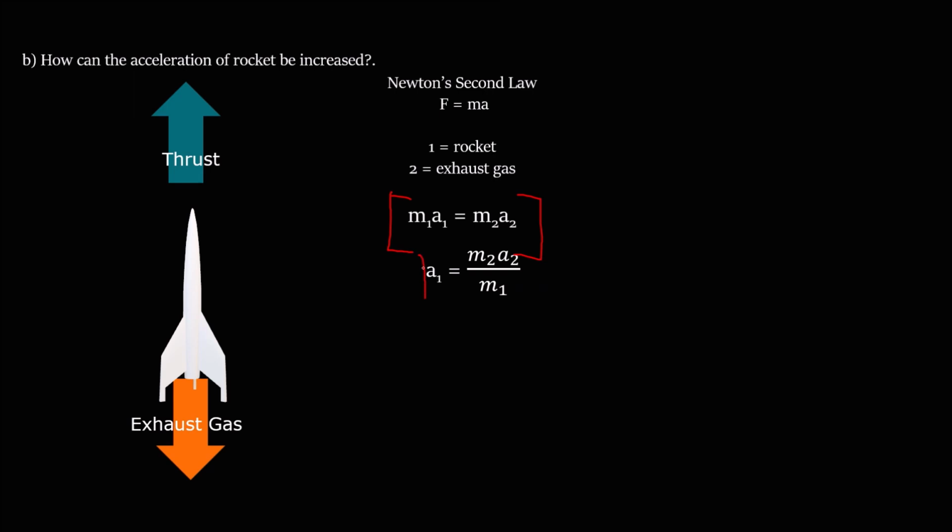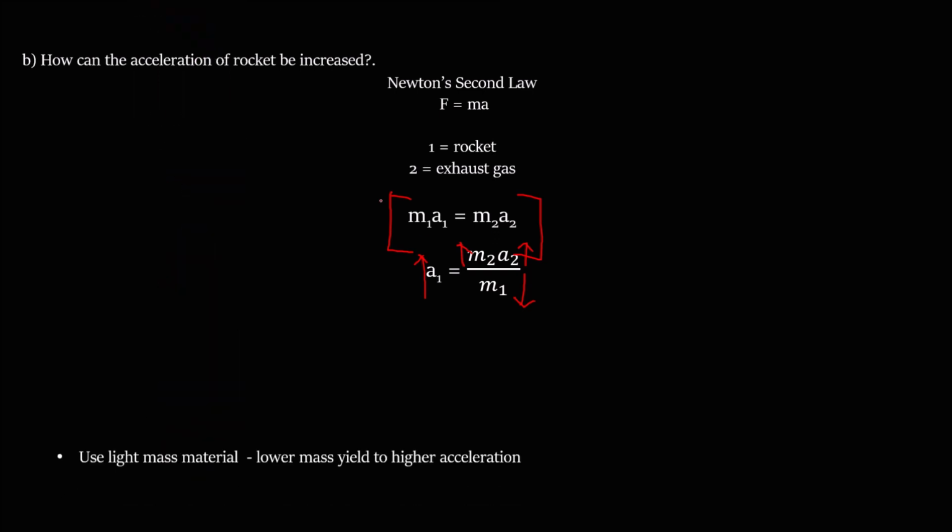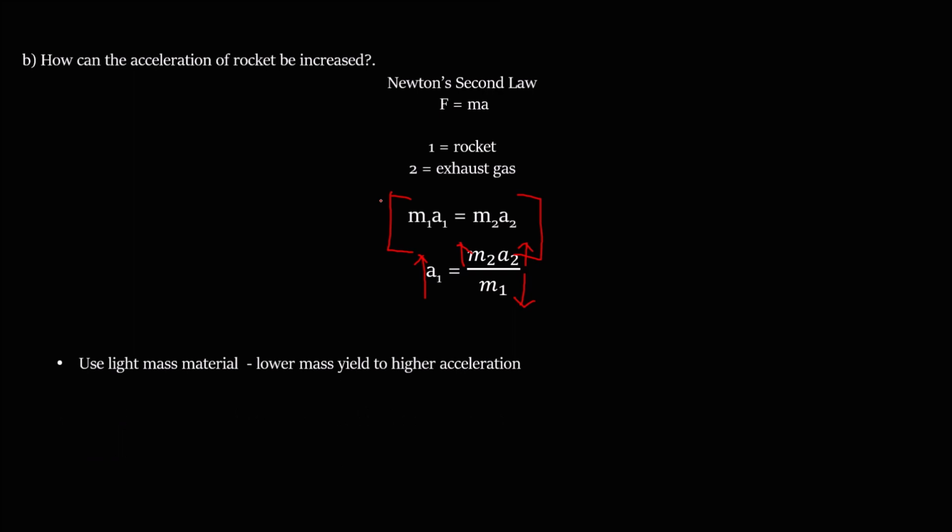So, in order to increase the acceleration of the rocket body, we can either decrease the mass of the rocket body, or increase the acceleration of the gas and also the mass of the exhaust gas. Let's see the recommendations I can give you to increase the acceleration of the rocket. First, use light mass material because lower mass yields higher acceleration. Since our mass goes down, our acceleration can go higher. Next, improve aerodynamics because it can reduce air friction. If the rocket has a more aerodynamic body, we can reduce the air friction that acts on the rocket body, which means the rocket can propel faster, which can increase the acceleration.